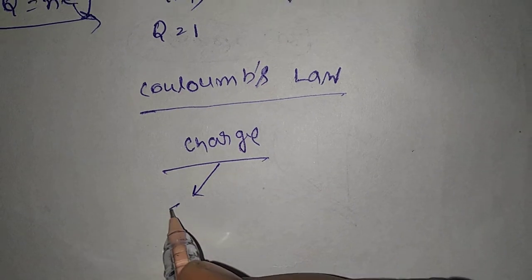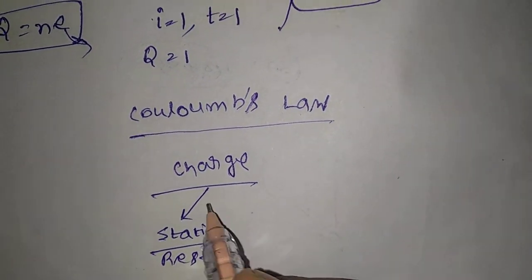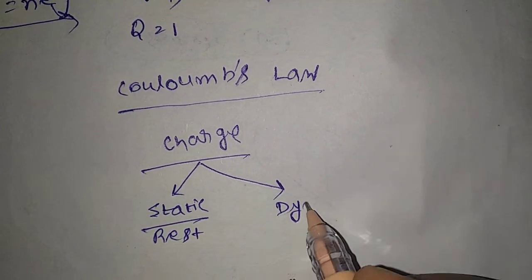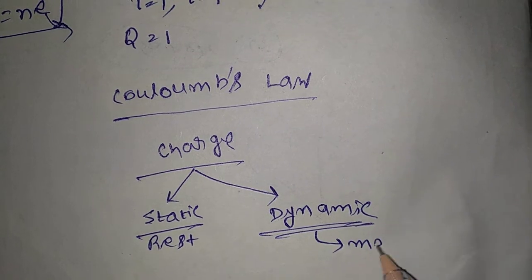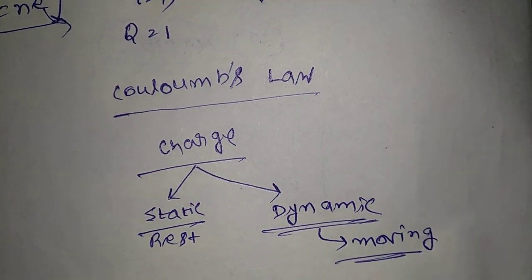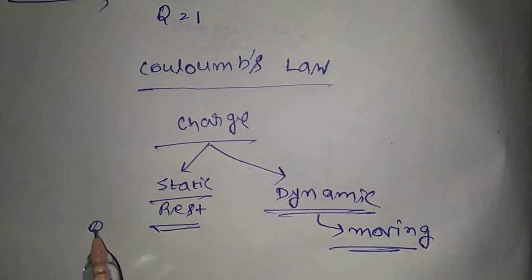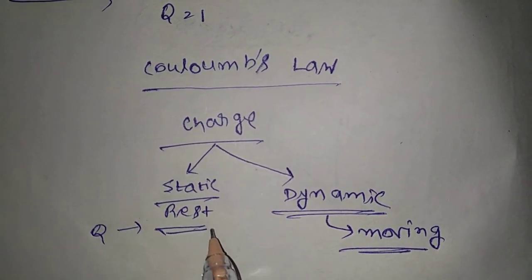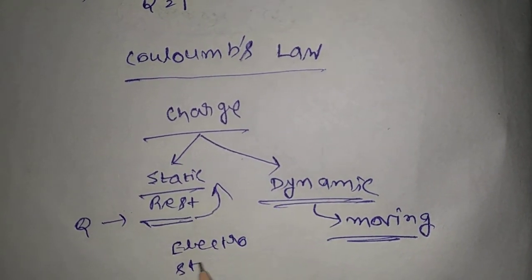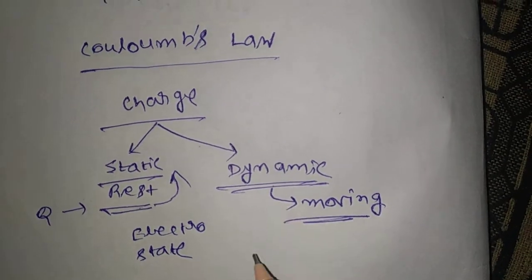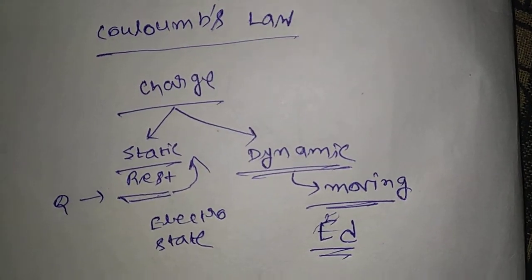Charge is of two types: static, that is at rest, and dynamic, that is moving. So whenever the charge is at rest, Q is at rest, then comes electrostatics. And whenever the charge is moving, then comes electrodynamics, ED.